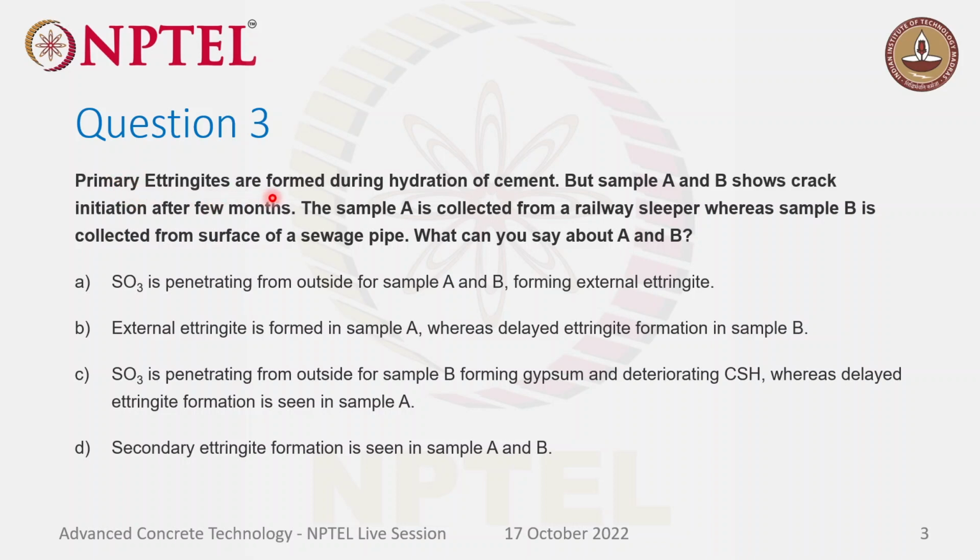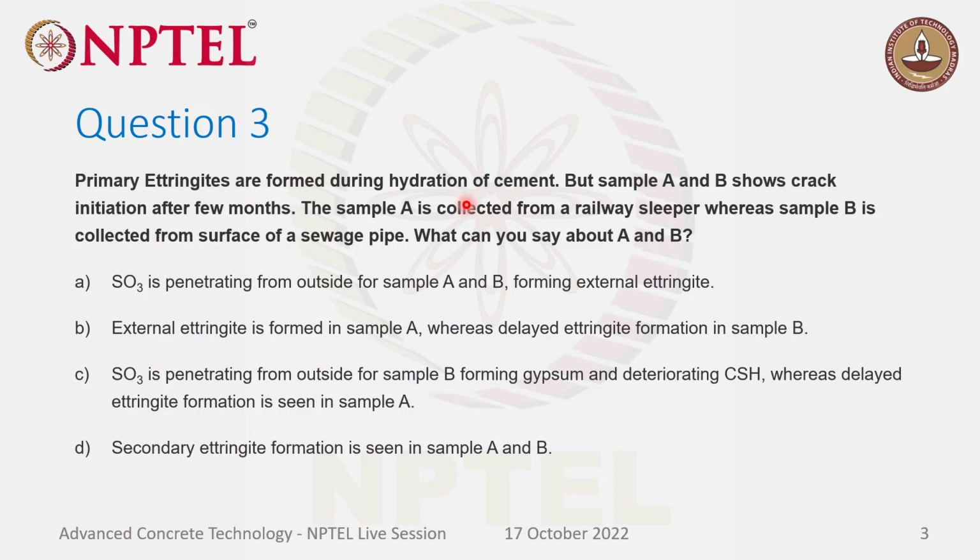Primary ettringite is formed during hydration of cement. Okay, this is a statement, and now they're explaining the situation. But sample A and sample B, two samples, show crack initiation after a few months. So if primary ettringite is formed during the hydration of cement itself, when the concrete is green, then we need not see much expansion.